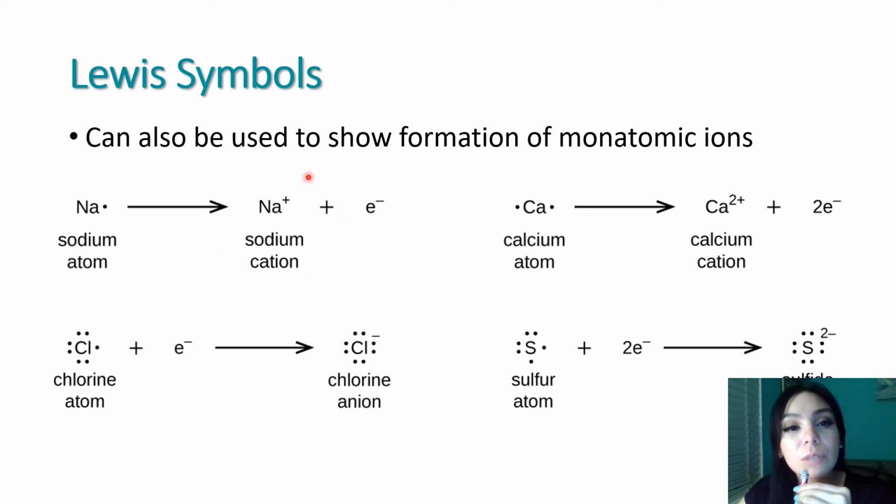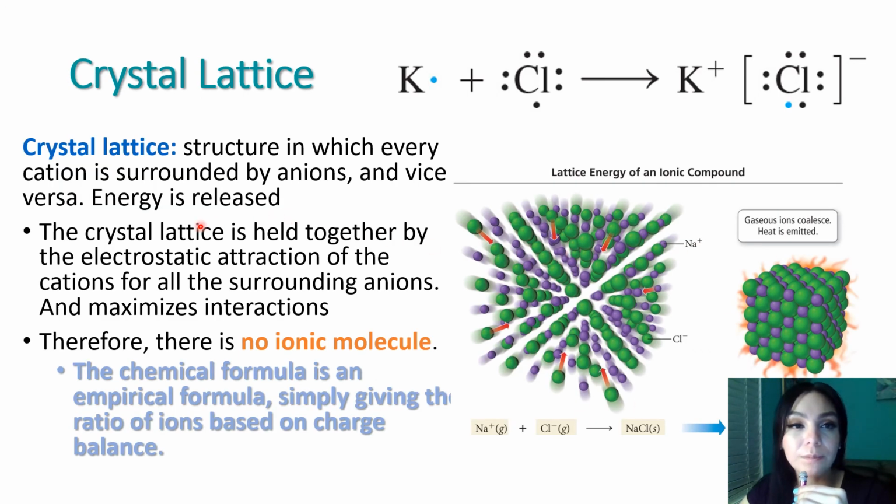Whenever it turns into a cation, it loses that electron, so you end up having just a plus charge. Compared to halogens, they have 7 valence electrons. They like to gain 1 electron, and then they'll end up having those 8 around it, and now they're happy. Here's calcium. It likes to lose 2 electrons. Here's sulfur. It likes to gain 2 electrons.